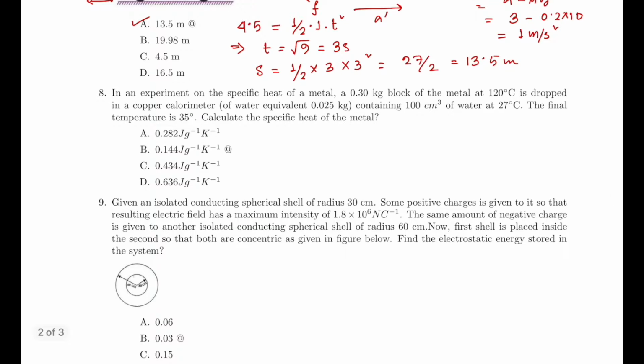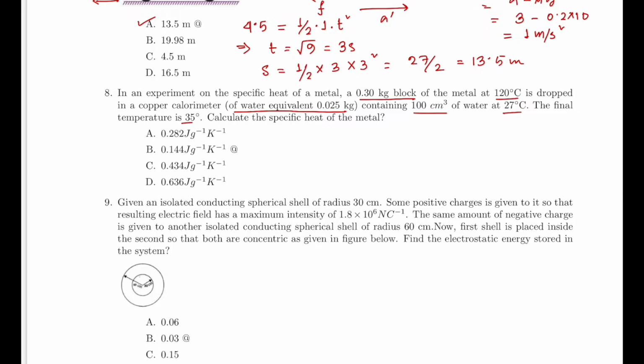Now the question is, in an experiment on the specific heat of a metal, a 0.3 kg block of metal at 120 degrees centigrade is dropped in a copper calorimeter which has a water equivalent 0.025 kg. That means its mass is same as that of water of 0.025 kg, containing 100 cubic centimeter of water at 27 degrees centigrade. The final temperature is 35 degrees centigrade. Calculate the specific heat of the metal. You see the options are given in joule per gram per Kelvin, so we have to use gram instead of kg.